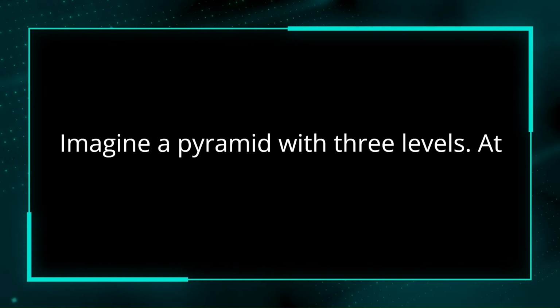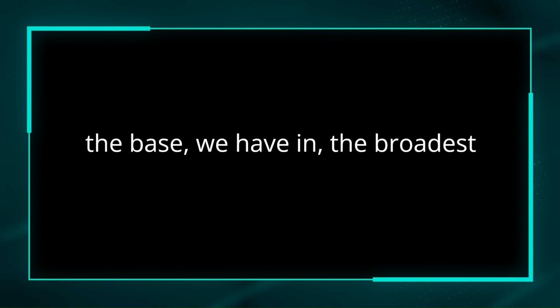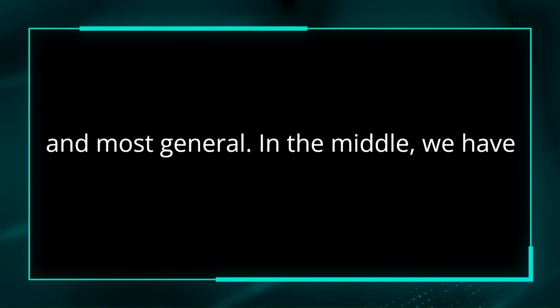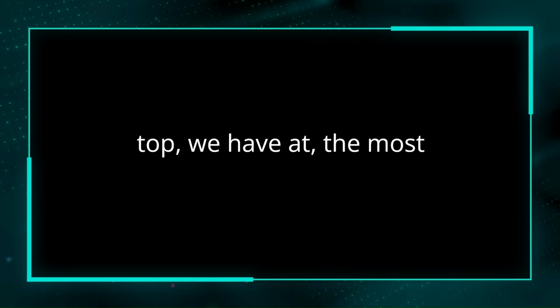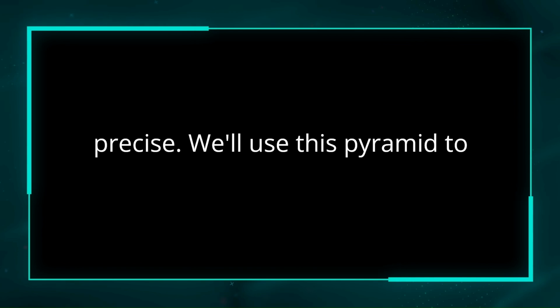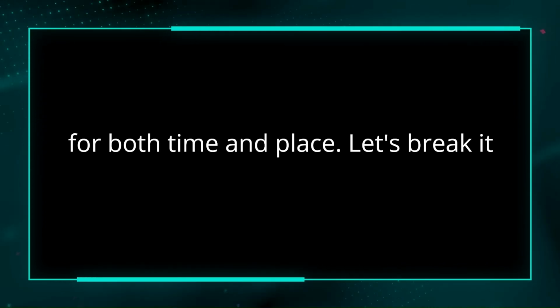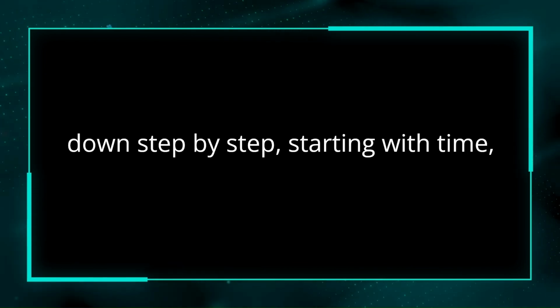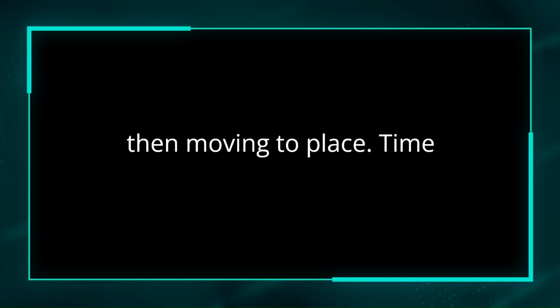Imagine a pyramid with three levels. At the base, we have in, the broadest and most general. In the middle, we have on, a bit more specific. At the top, we have at, the most precise. We'll use this pyramid to understand how these prepositions work for both time and place. Let's break it down step by step, starting with time, then moving to place.